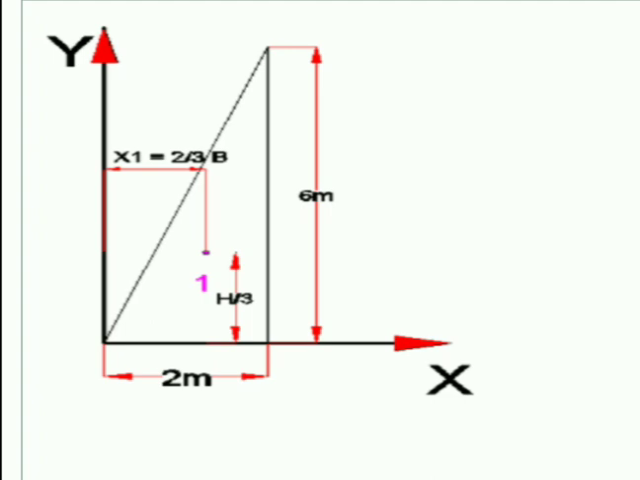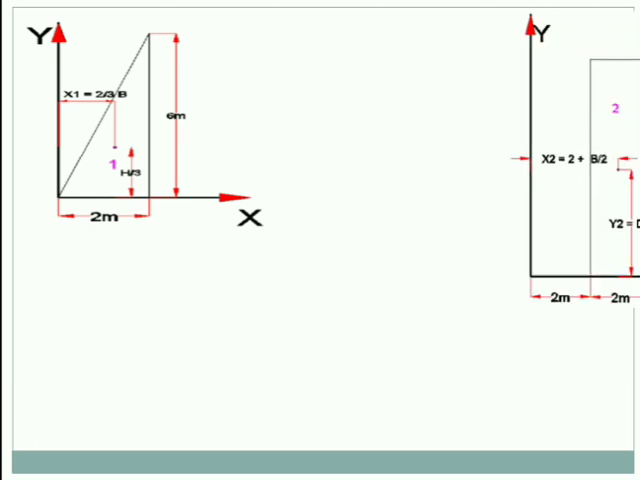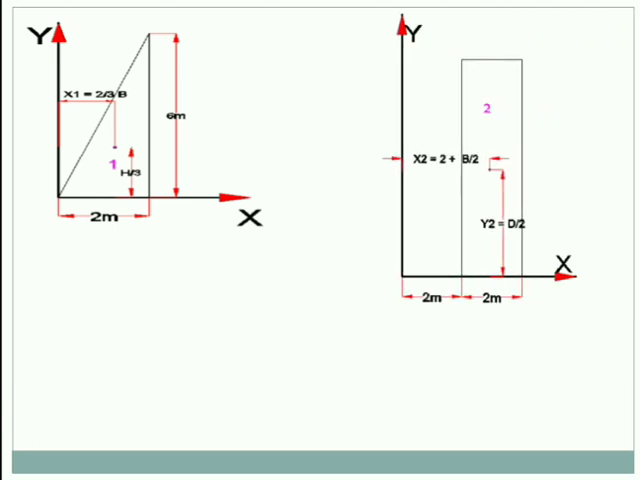Once again I'll revise it. For a triangle, when you are going from a horizontal side or a vertical side, it will be h by 3 and b by 3. But if you are moving away from those sides, as in this case, where x1 is not marked from the vertical side, it will be 2/3 of base. If you mark any element from the vertical side, it will be 1/3 of base. So understand this point. x1 will be 2/3 of b and y1 will be h by 3. So the second element was a vertical rectangle.